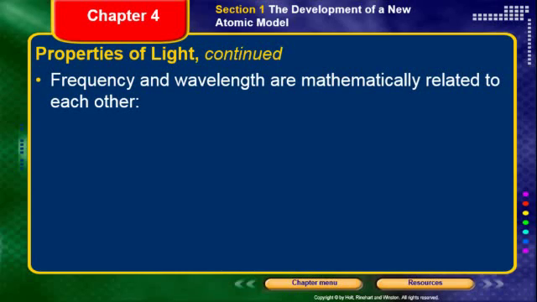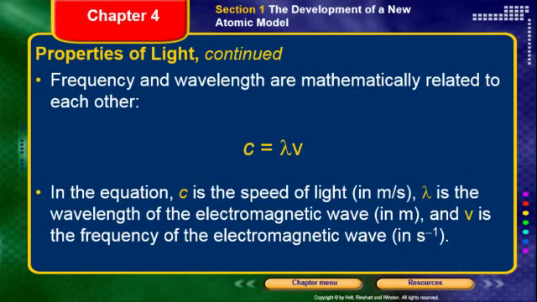Frequency and wavelength are mathematically related to each other by the equation c equals lambda times nu. In this equation, c is the speed of light, which we've already dealt with this year, measured in meters per second. Lambda represents the wavelengths of those electromagnetic waves, measured in meters. And nu is the frequency of the electromagnetic wave in per seconds. That negative 1 in the exponent simply inverts the seconds. It's 1 over seconds or per second, also known as the unit hertz.